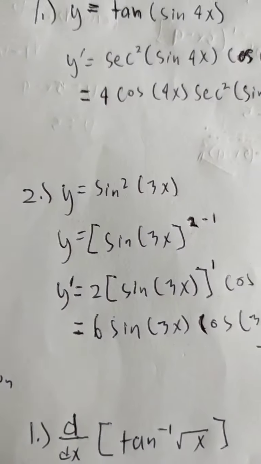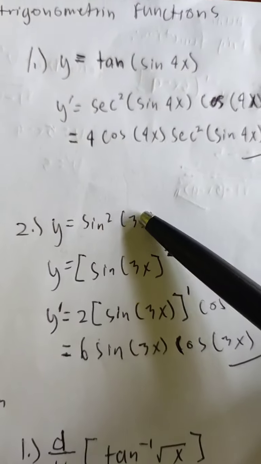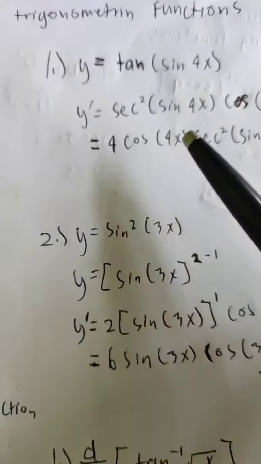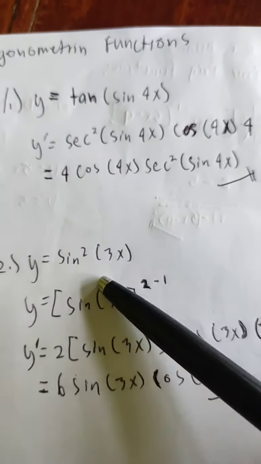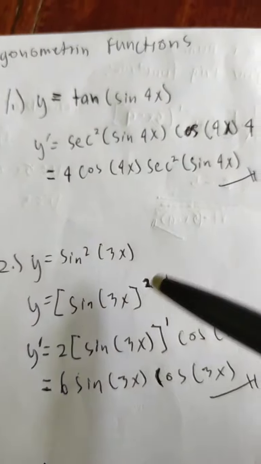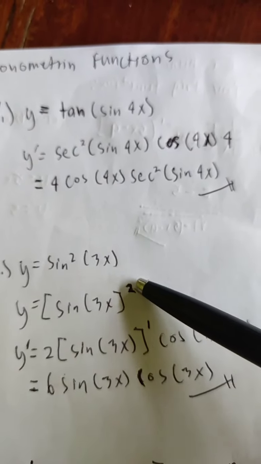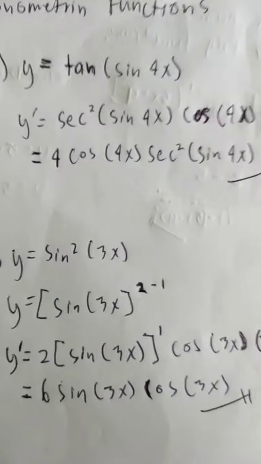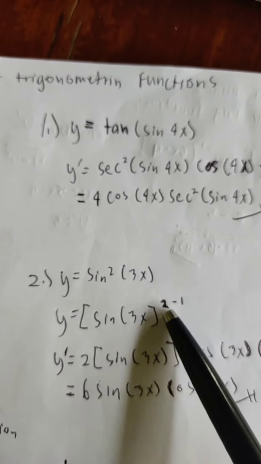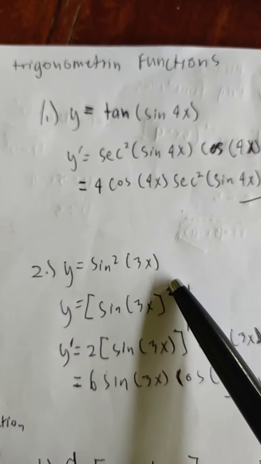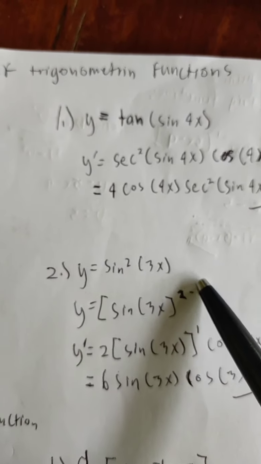For our second example, we have here y equals sine squared 3x. So how do we get this? First, we need to rewrite the squared sine of 3x, so you put it like this: y equals sine 3x, all squared. And to solve this, we use the power rule. We need to bring the 2 in front, then subtract 1 from the exponent.